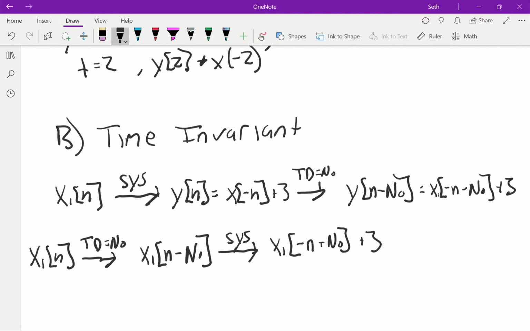Okay, so these are not the same. So this system is not time invariant.